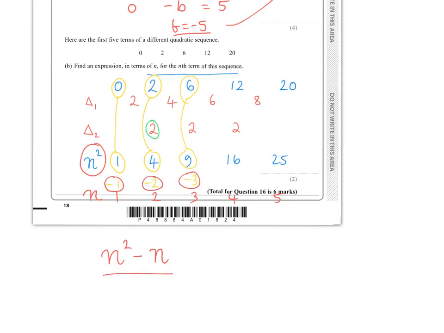So you could write n squared minus n, or you could just factorize it and say n lots of n minus 1. If you were unsure, what you could do is you could just try one of the terms, so say the fifth term here, and you could just substitute n for 5, and that will give you 5 times 4, which is indeed 20. So that will give you a bit more confidence.